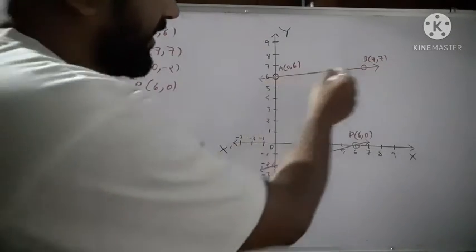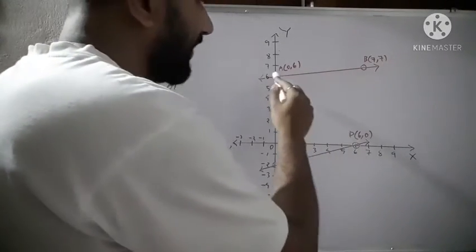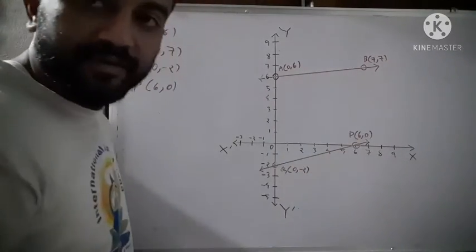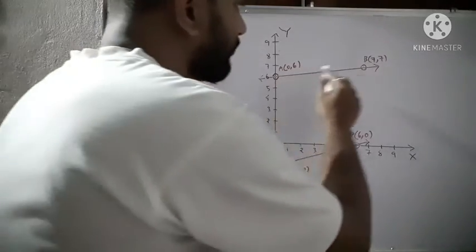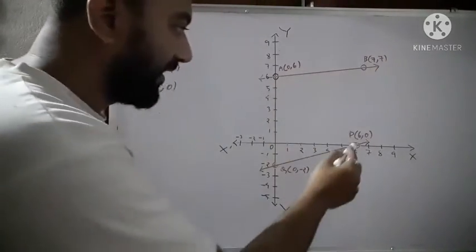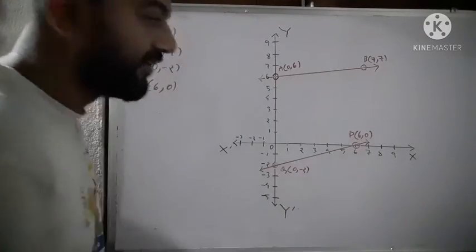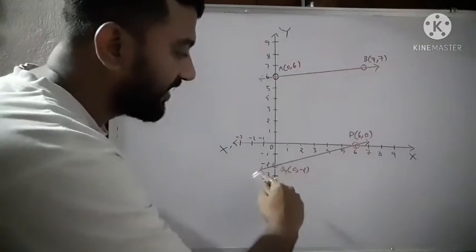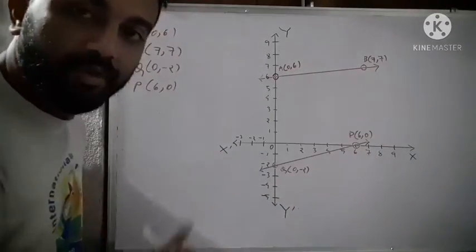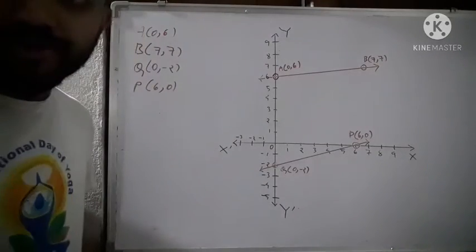So A and B, P and Q. Let us join these two coordinates, A and B. If we join them, we will obtain a straight line, that is AB. And if we join P and Q, we will obtain another straight line, that is PQ. So this is the graph of the second equation and this is the graph of the first equation.